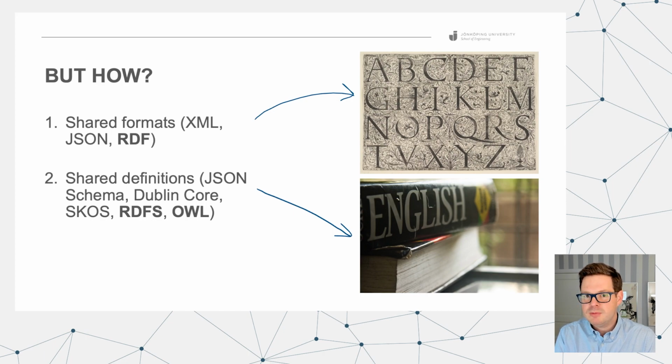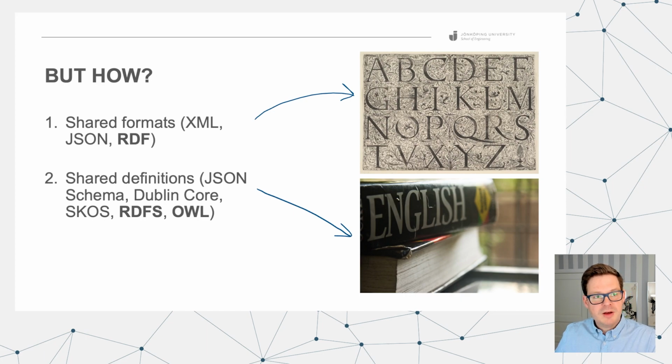And the format could be said to be your alphabet, in a sense, the way that you share data with one another, regardless of what kind of data that is. But that's not enough if you want to build intelligent systems and exchange information. You also need to have some shared definitions. And here you may have heard of things like JSON schema or Dublin Core or SKOS, or these RDFS and OWL things, which RealEstateCore builds on. And the analogy here is that if you have a shared alphabet in the form of shared formats, your definitions will provide the dictionary of the kind of things you want to be able to talk about and the data that you want to be able to exchange.